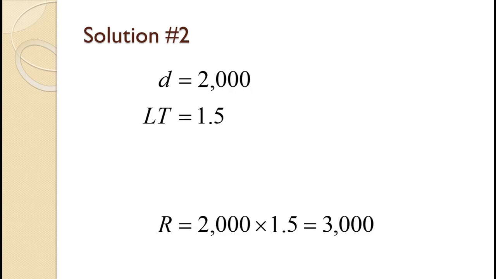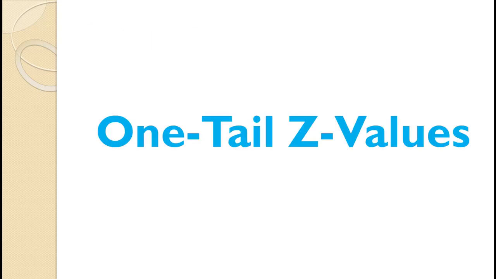The demand of 2,000 times the lead time of 1.5 weeks gives us a reorder point of 3,000. When dealing with variable demand and/or lead time, we use z-values from the standard normal distribution. Since we can only have a stockout when demand is larger than average or lead time is longer than average, we are always using a one-tailed z-value. Specifically, we are always using a positive one-tailed z-value.